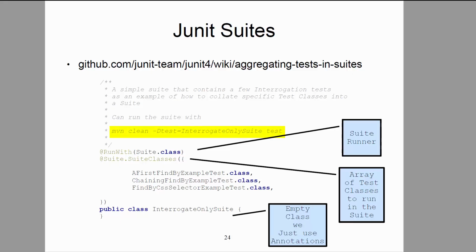Now I can run this suite from the command line with mvn clean -Dtest=InterrogateOnlySuite, and then say test as the target. That means I could put suites into continuous integration without any problems. Now you'll notice that I haven't put Test in the name of the suite because I only want it to run when I target it specifically. If I put Test in the name, when I do mvn test, it will run the suites as well. I don't want to do that, so I haven't put Test in the name.